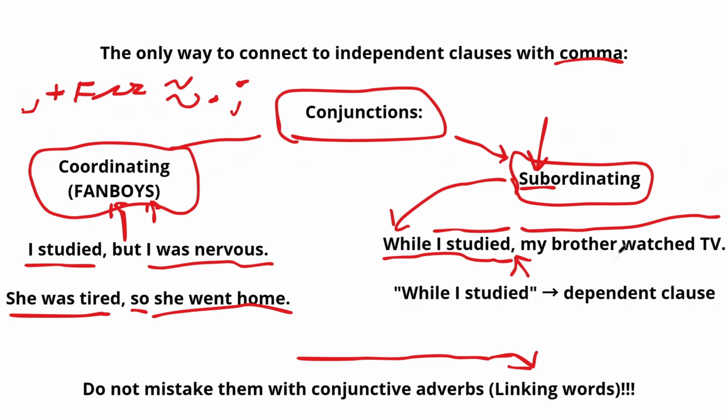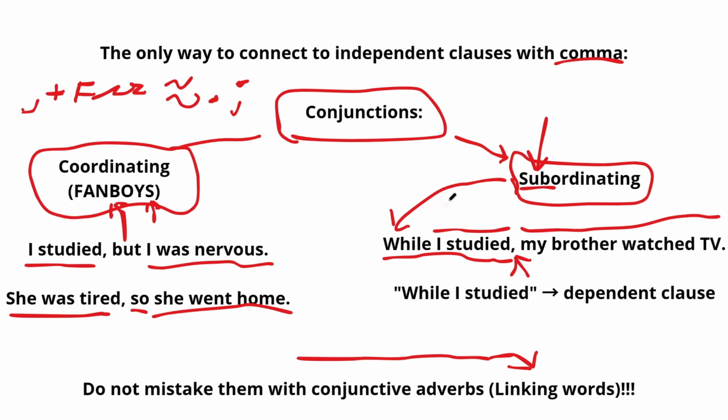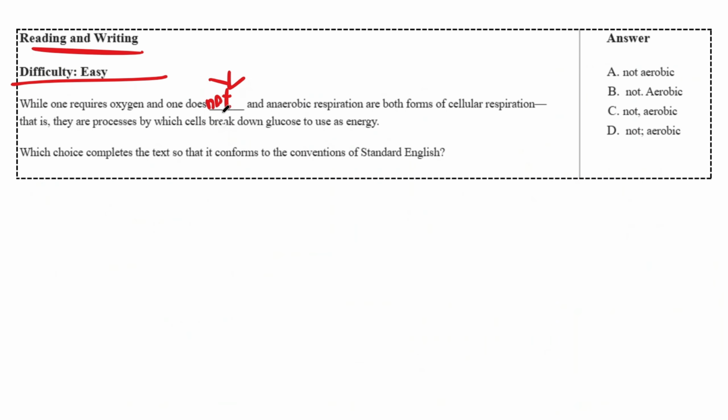Let's look at this. "While I study" is basically the same thing as "while one requires oxygen and one does not." Do you remember I talked about how if you've got a dependent clause at the start of a sentence, you've got to add a comma? So in this example, you should do the same, just add a comma, and the rest of the sentence we do not really care about. So it is C: "While one requires oxygen and one does not, aerobic and anaerobic respiration are both forms of cellular respiration," and so on.